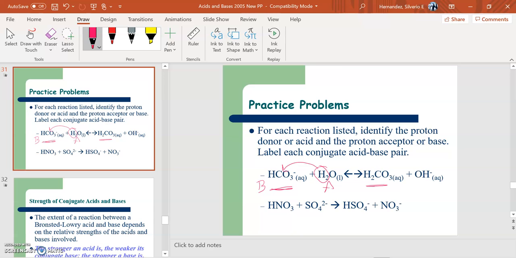And on the other side, what was my base now becomes my conjugate acid, and what was my acid now becomes my conjugate base. In the next example, you see here that the hydrogen from the nitric acid was donated over to the sulfate ion, so that produces HSO4, that hydrogen sulfate, and the nitrate ion by itself. So here this was my acid since it was donating that hydrogen ion, that proton. There's my base. What was an acid now becomes my conjugate base, and what was a base now becomes my conjugate acid.